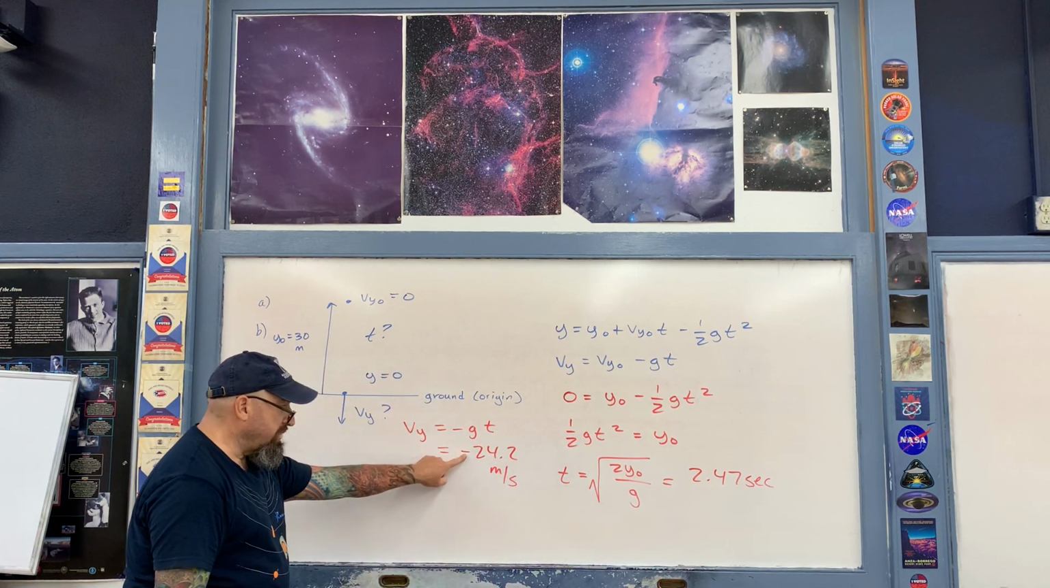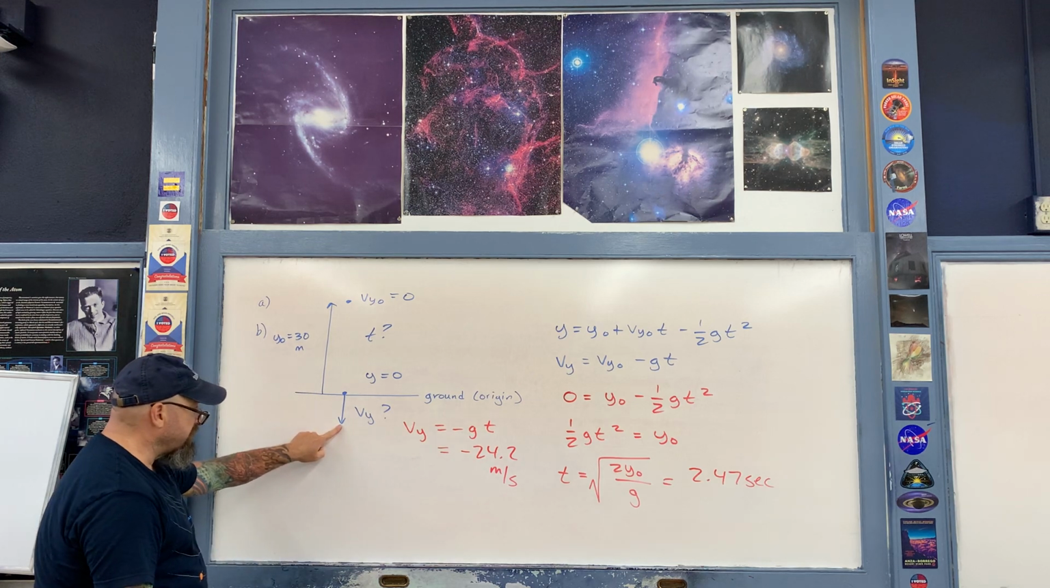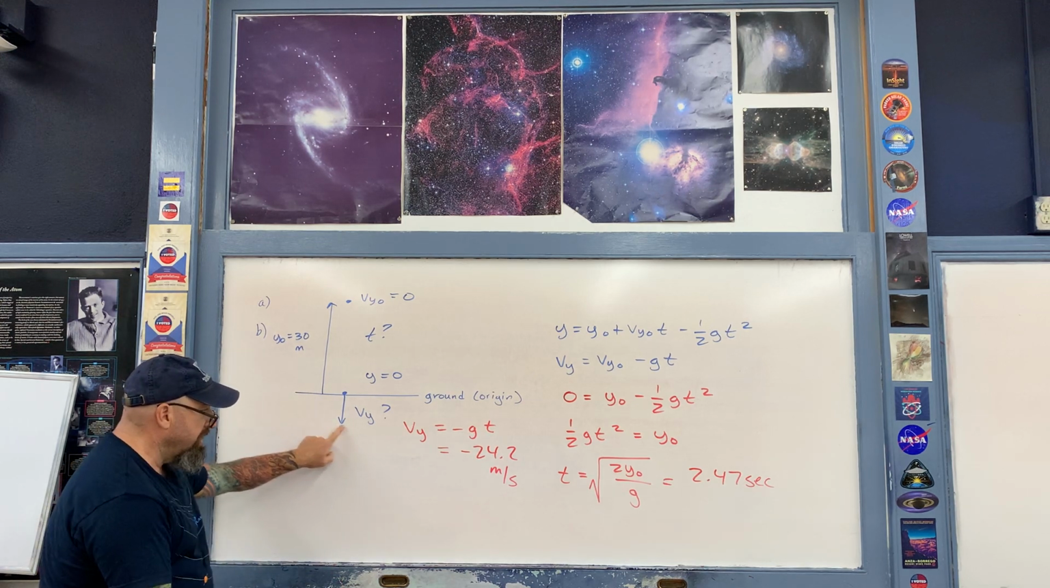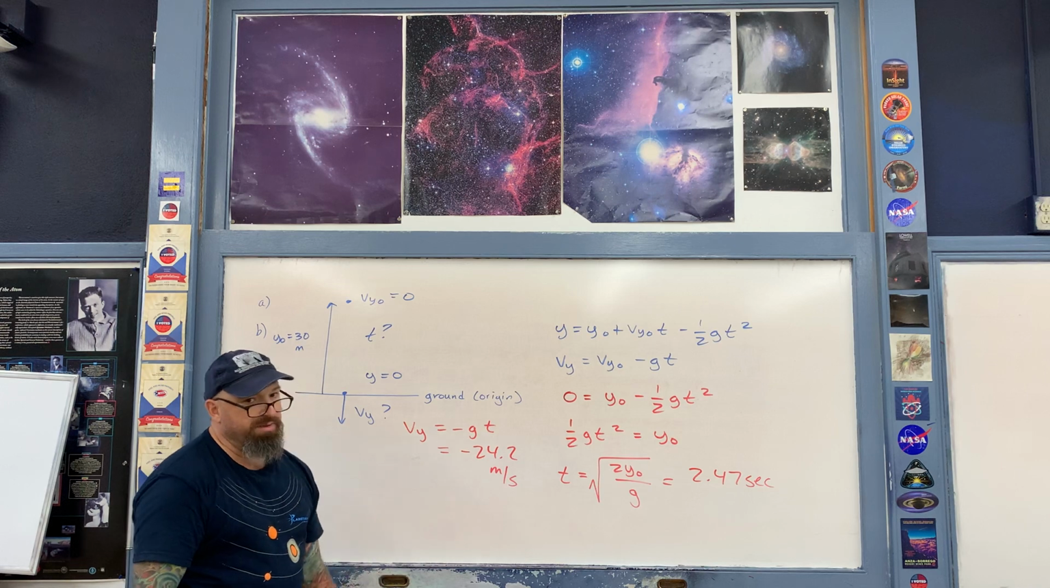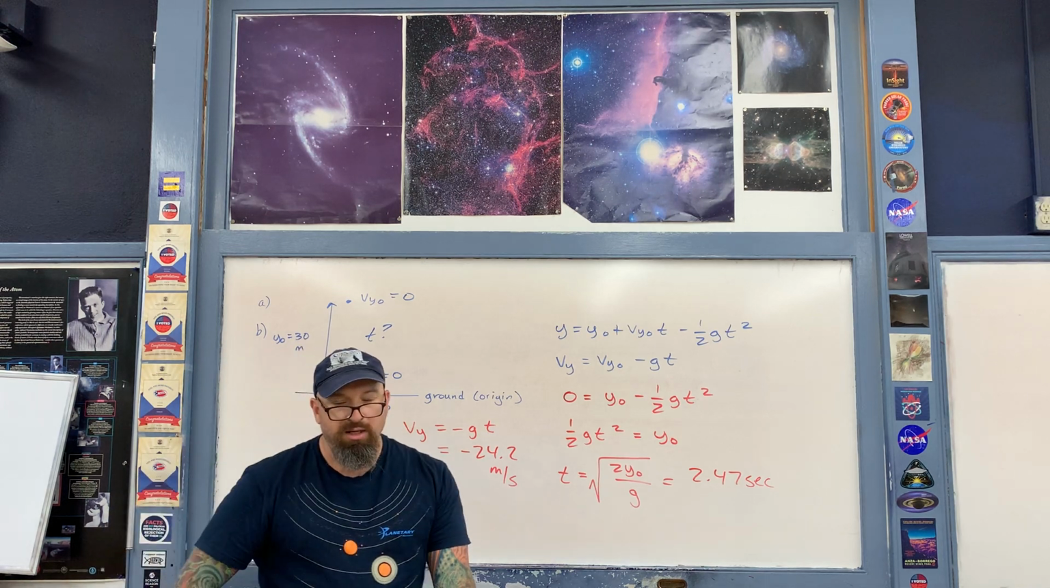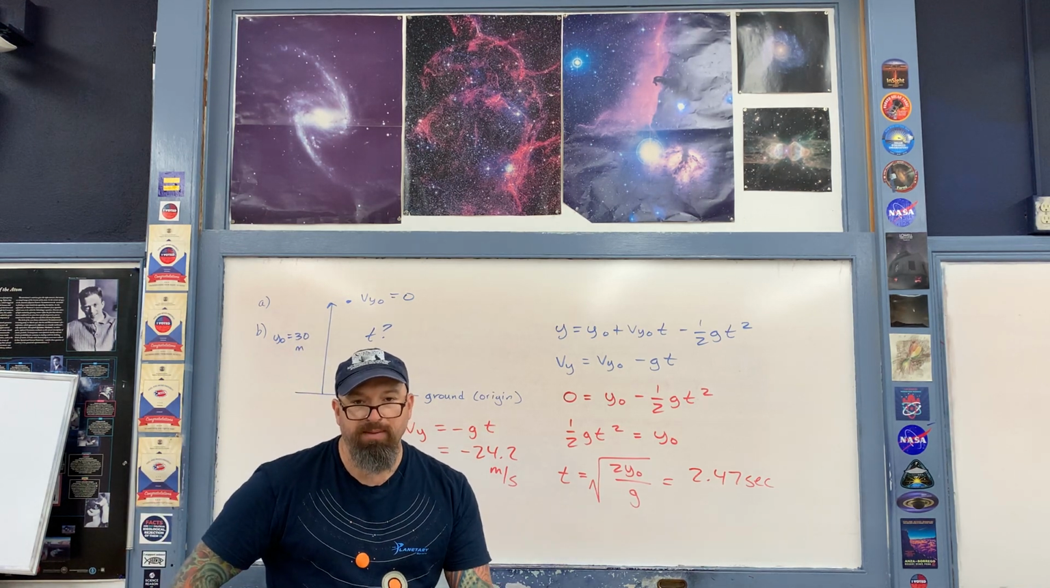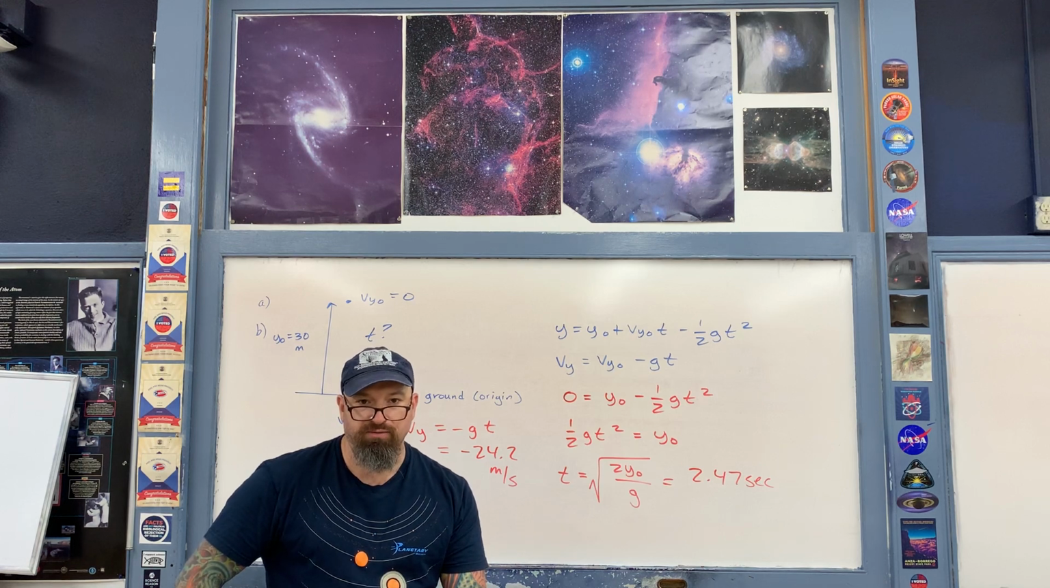The negative sign here simply means that the final velocity vector is downwards in the negative direction, and the final speed of the object would be the magnitude of that value. So this is the simplest example. What happens if you just simply drop an object from rest? Okay, let's move on to the next example.